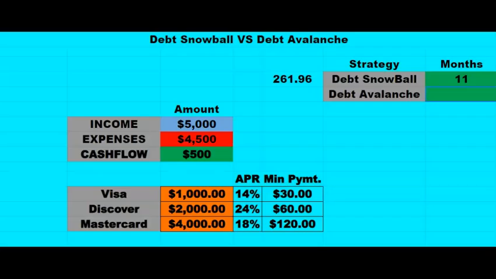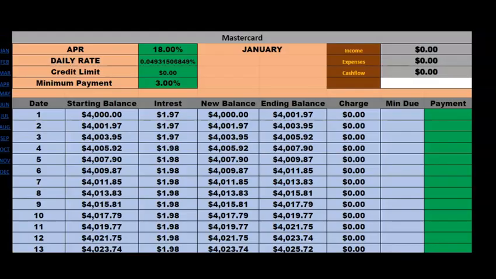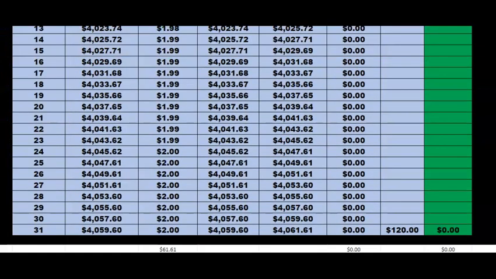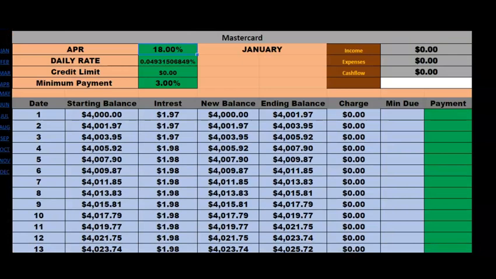So we're in month 4, which is April. Discover card is paid off. Our expenses are reduced by $60 a month. So our new expense amount will be $4,440, and cash flow will be $560. Our next highest interest rate is the MasterCard at $4,000. So we have the MasterCard, $4,000 starting balance at an 18% interest rate. Minimum payments are $120.